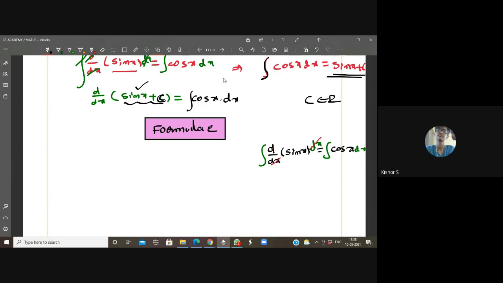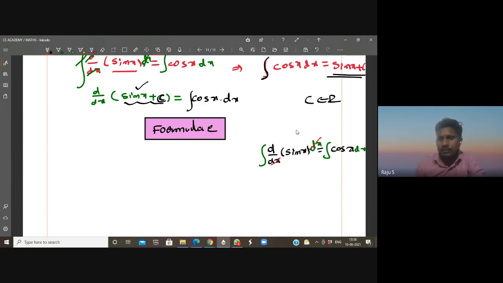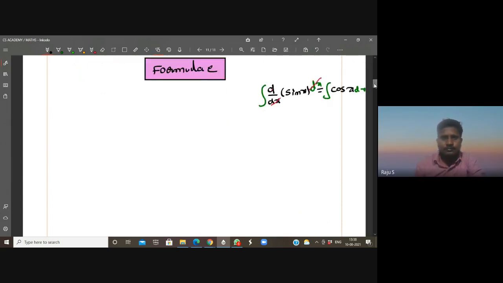Yes. And now I am going to write the formulas. Remember here. First one. What is the integral of constant into dx? Anyone, students? First, before that, first step. Not constant. The integral of 0 into dx is equal to what? Anyone?